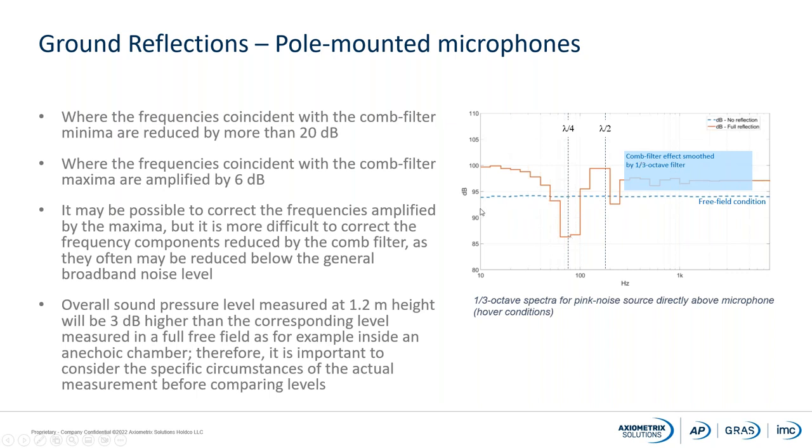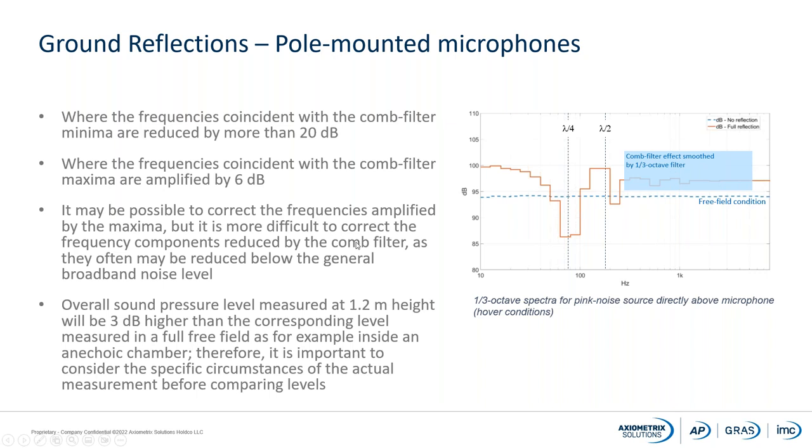So this is another takeaway. If we take the overall signal here, we can see that the sound pressure level measured at 1.2 meter height will be 3 dB higher than the corresponding level if you're using a free field condition. You can actually see it on this curve here. It is going to give you 3 dB extra, and this 3 dB extra is the reflective wave interfering with the actual noise coming from the noise source.